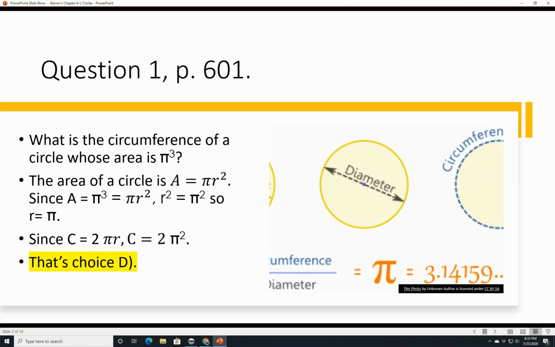Question 1, page 601. What is the circumference of a circle whose area is pi cubed? Well, we know the area of a circle is always equal to pi r squared. That's why A equals pi r squared. Since A is equal to pi cubed equals pi r squared, that means r squared has to be equal to pi squared, so r is equal to pi. Since C is equal to 2 pi r, C is equal to 2 pi squared, so that's choice D.